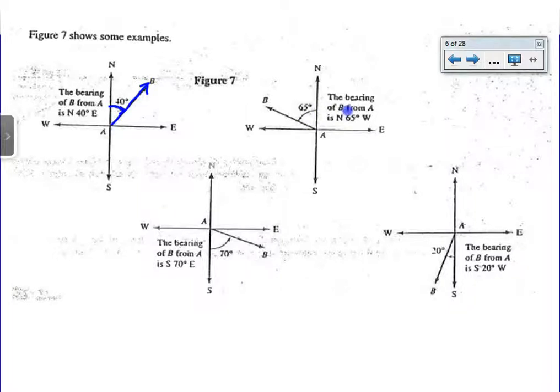This particular line is north 65 degrees west. So off of the north line, heading in the west direction, you've got a 65-degree angle. This bearing is south 70 degrees east. So from the south axis, you're going to measure 70 degrees in the east direction, and that is the bearing of that line. And then south 20 degrees west, go in the west direction from the south line. That is the bearing of that line right there.